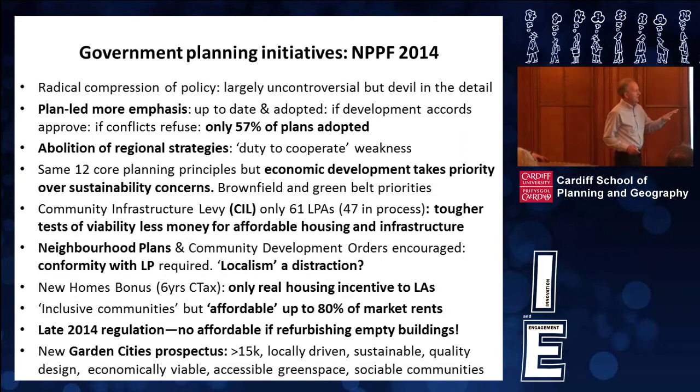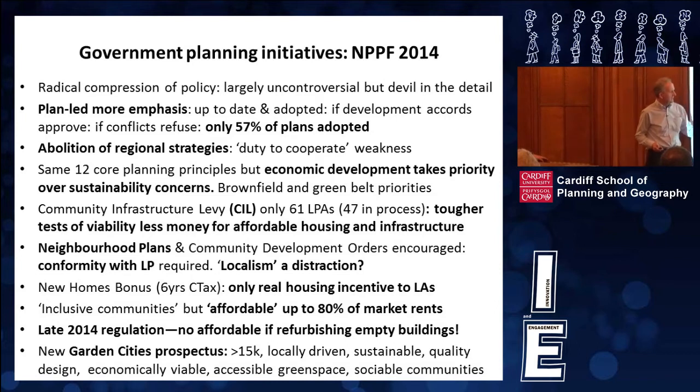Something to be resolved. The abolition of regional strategies, and its replacement, instead of a top-down mechanism which said to a city region, this is where we want your housing to go and this is how much you need to collectively provide, now it's merely a duty to cooperate. And it's no surprise that the duty to cooperate is very difficult to operationalize between rural areas and urban areas. And of course, the boundaries of urban areas are almost all too tightly drawn to allow reasonable expansion and growth. The core planning principles are the same, but economic development takes priority. It's not stated like that, but that is the reality.